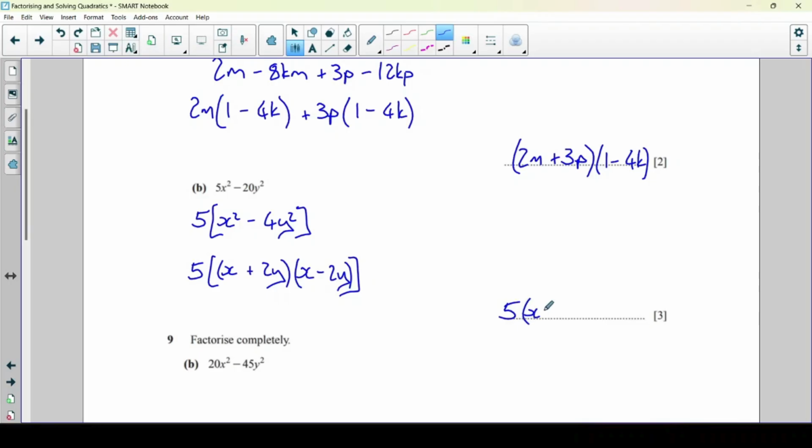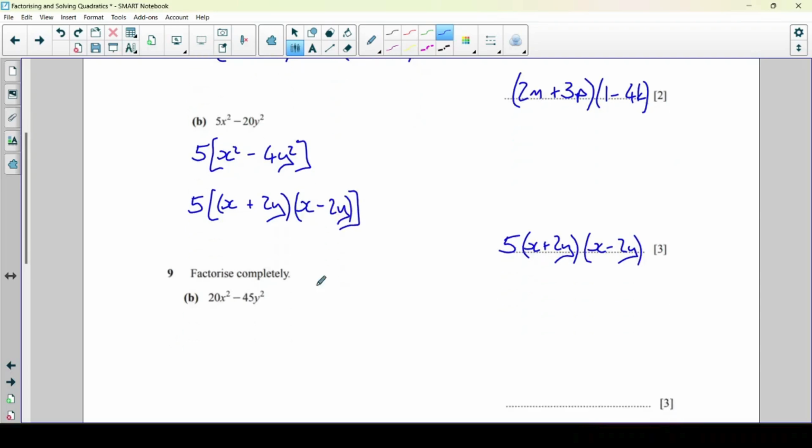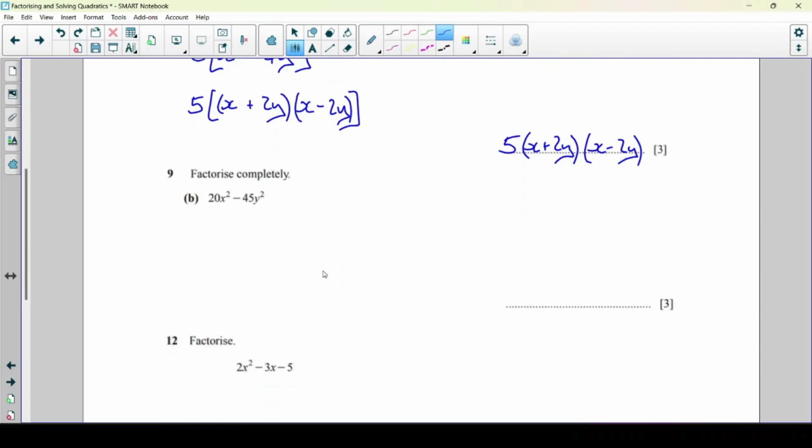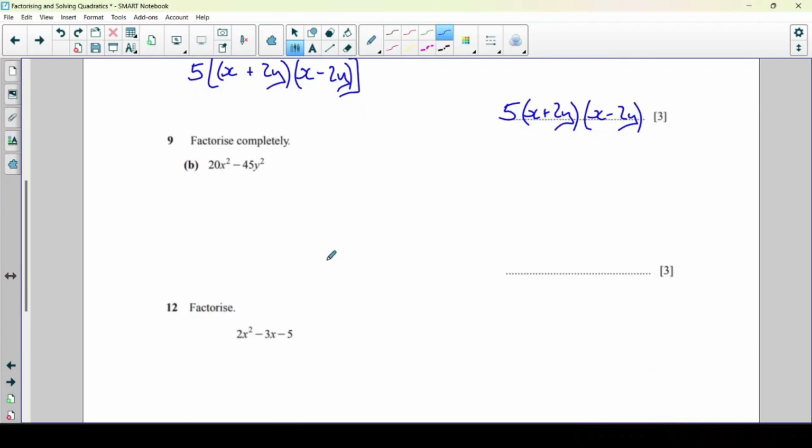It would be okay to keep those big square brackets, but they're not really necessary. I'll put them there just to help show that we're taking a 5 out first out of those square brackets. After having done that one, you should be able to have a go at this one. Okay, so same kind of idea.